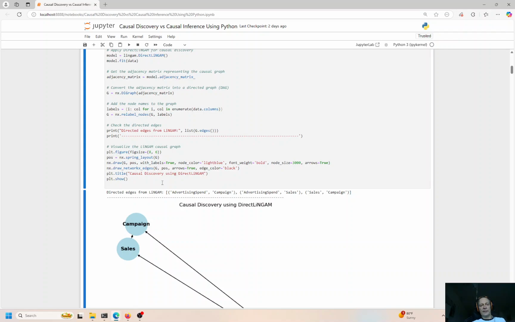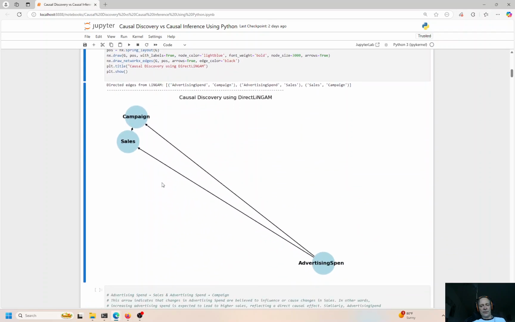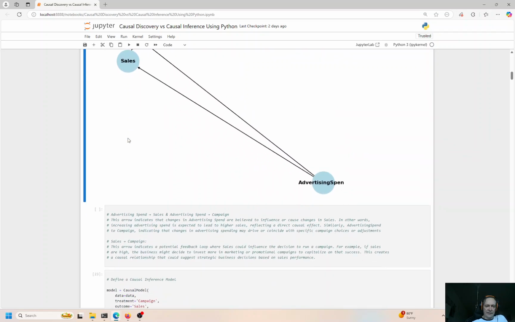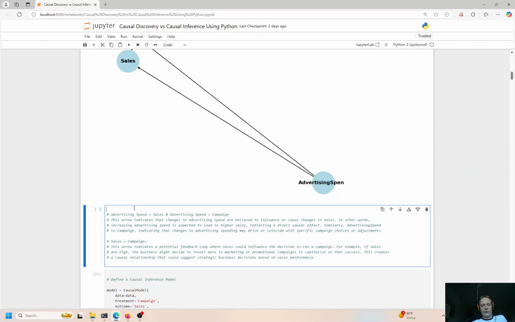So this is great. The cell just refreshed, and we have the outcome here. We have advertising spend and the impact on the overall campaign and the impact on sales, and the relationship between sales and the campaign. So I put together some notes here so we can understand what this graph is saying and interpret the results. So the advertising spend to sales and the advertising spend to campaign.